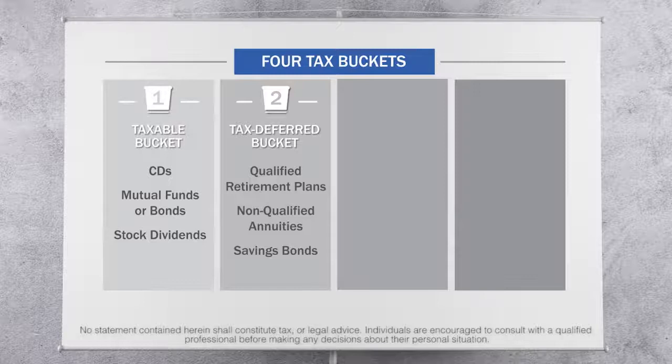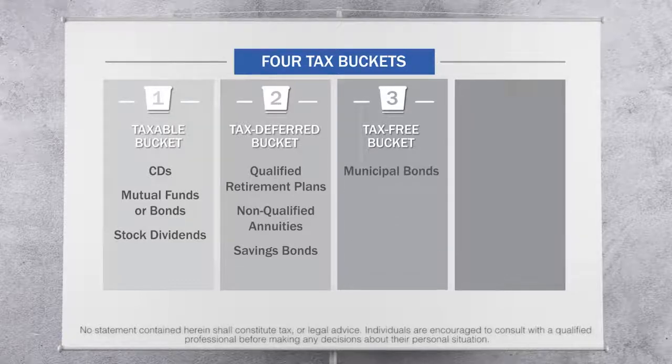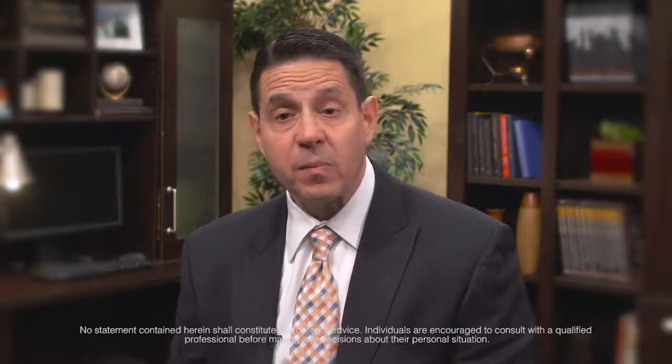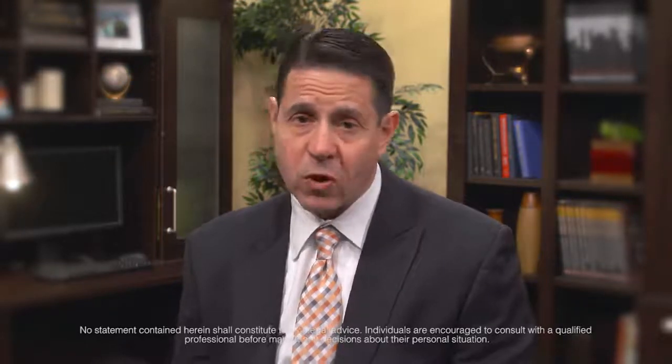The third bucket is your tax-free bucket. There are 3 financial vehicles that are currently tax-free: municipal bonds, Roth IRAs, and properly structured life insurance. Notice I said properly structured life insurance. Nothing else is tax-free. In fact, municipal bonds are not always tax-free, but for the most part they are.